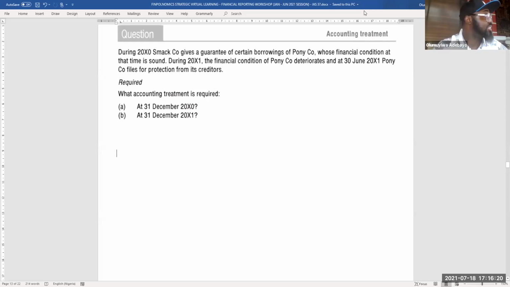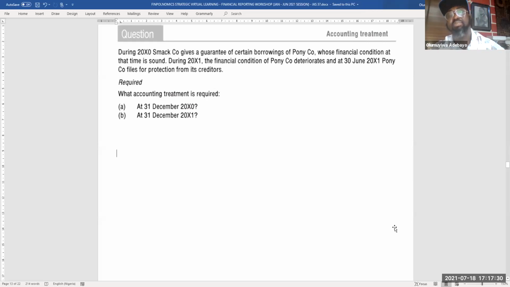Who will attempt this? Or who will first of all narrate it? Smart Co guarantees that it will pay Pony Co's creditors if Pony Co fails to pay its obligations. At that time, the books of Pony Co were sound. So what accounting treatment is required? I will assume there will be no accounting treatment required for Smart Co at 20x0. But for 20x1, when Pony Co has declared bankruptcy, Smart Co will have to make provision to the extent of the guarantee of Pony Co.